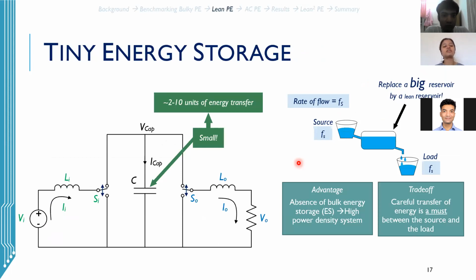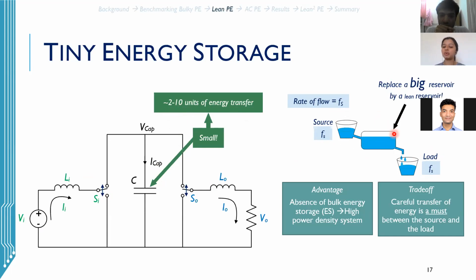with the idea of tiny energy storage at the DC bus. So we take more of a bottoms-up approach, wherein we start with the assumption that the energy stored in the capacitor is very small. And by small, we mean that it can be as low as 2, or less than 2, to say 10 units of energy. The analogy that we can see on the right here is that we have replaced the big bucket with a small reservoir.